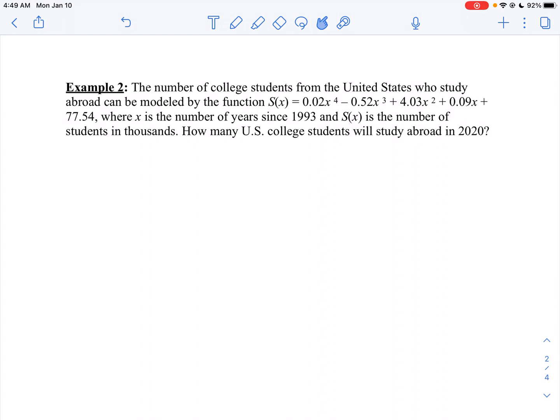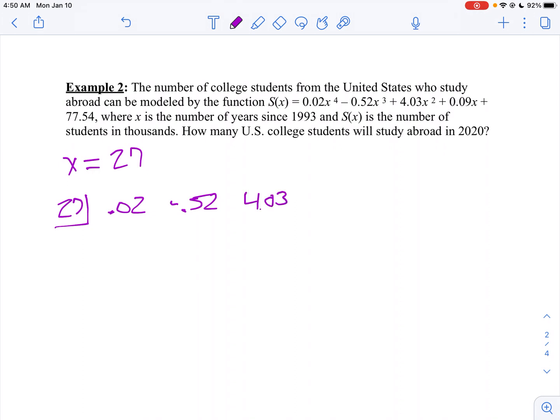Well, first of all, let's figure out what x is. We know from 1993 to 2020, that will be 27 years. So x is 27. So now I'm going to use synthetic substitution. I'm going to go 27. I'm going to go 0.02 x to the 4th, negative 0.52 x cubed, 4.03 x squared, 0.09 x, and 77.54.